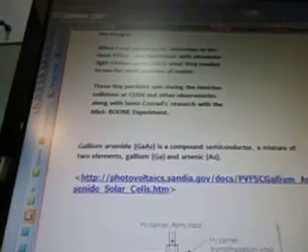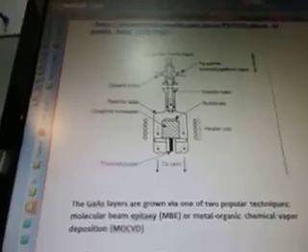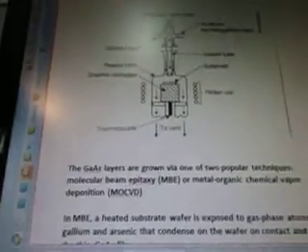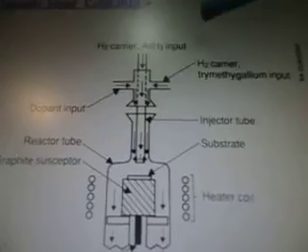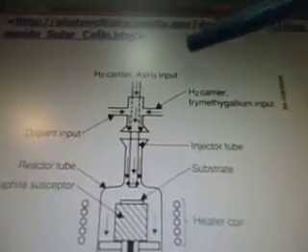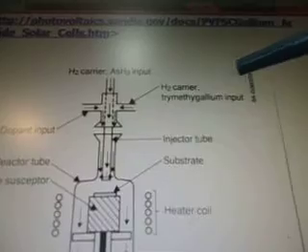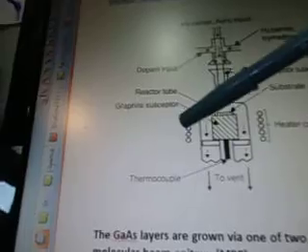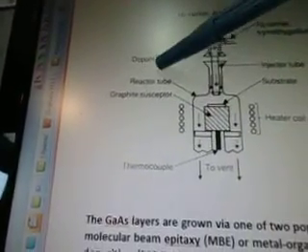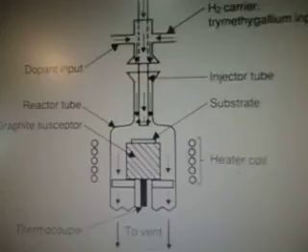And that's from photovoltaics.sandia.gov documents. This is the GaAs. Layers are grown via one of 2 popular techniques, molecular beam epitaxy, MBE, or metal organic chemical vapor deposition, MOCVD. So it says H2 carrier, H3 input, AsH3 input, H2 carrier, trimethyl input, injector tube, substrate, heater coil to vent, thermocouple, graphite susceptor, reactor tube, dopant input. That's what it says on there.